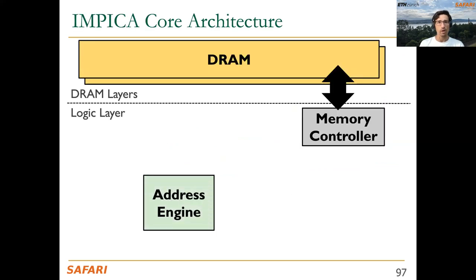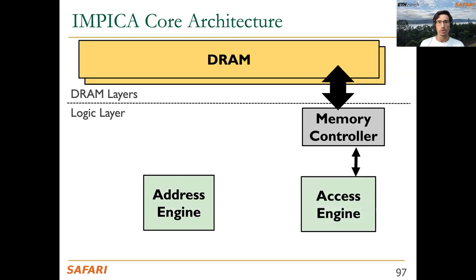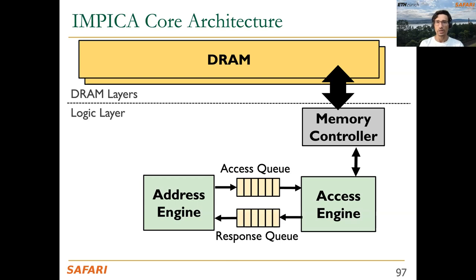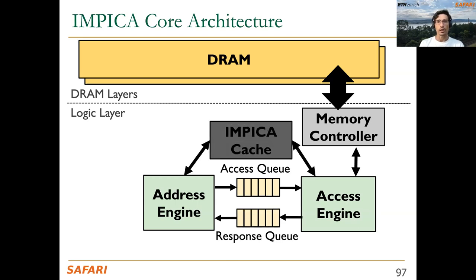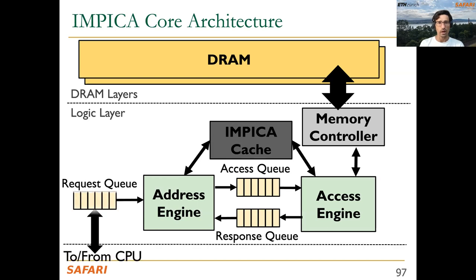And here you can see a view of the IMPICA core architecture with the address engine and the access engine, which communicate through an access queue and a response queue, and they both have access to the IMPICA cache. So when the requests come from the CPU, the address engine calculates the addresses, performs the necessary address translation, and sends the request to the access engine, which accesses memory directly through the corresponding memory controller.